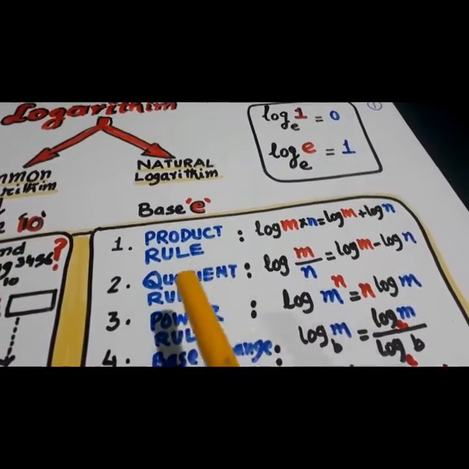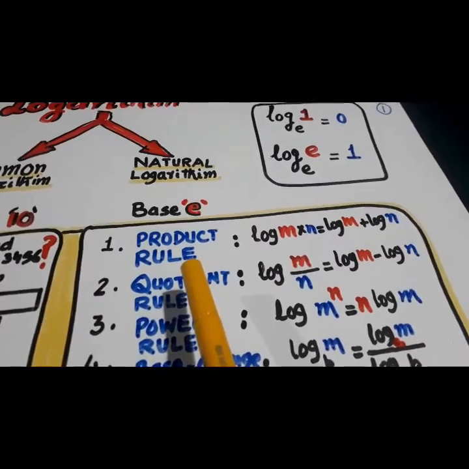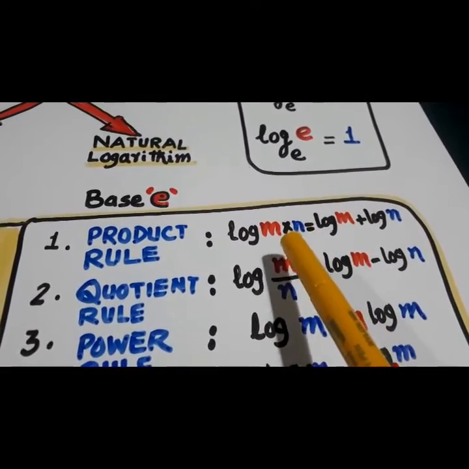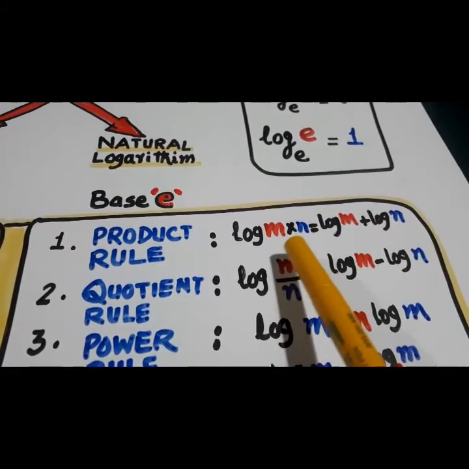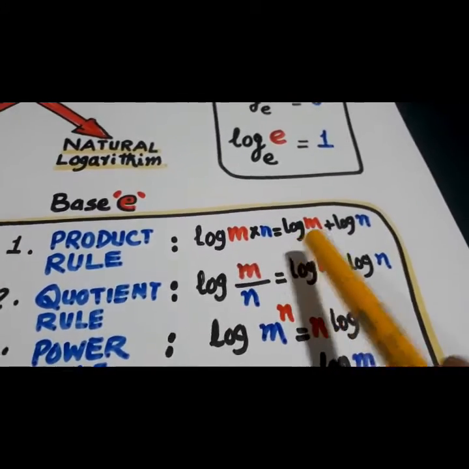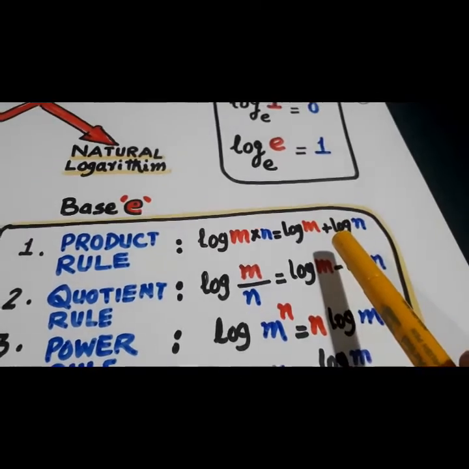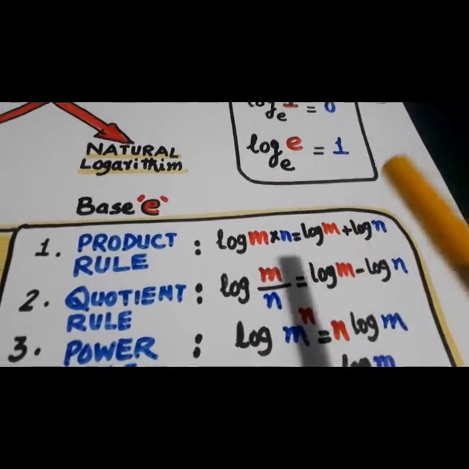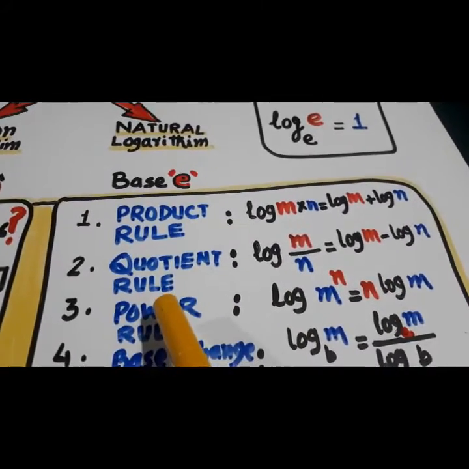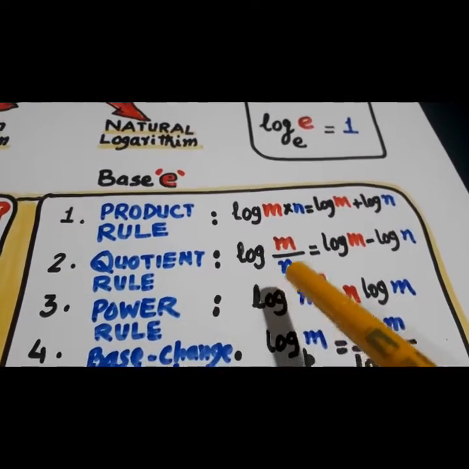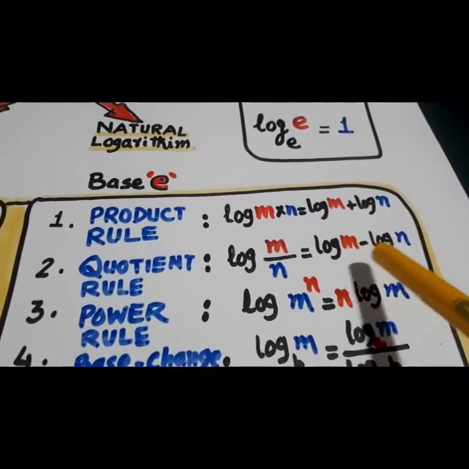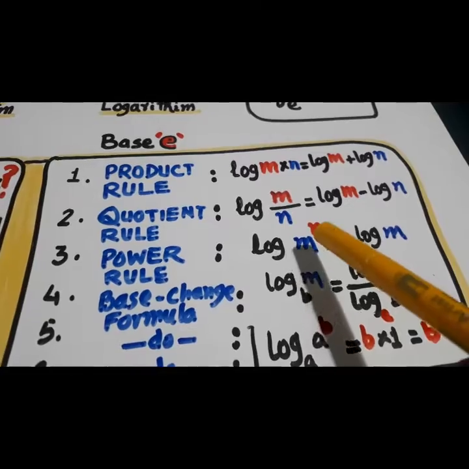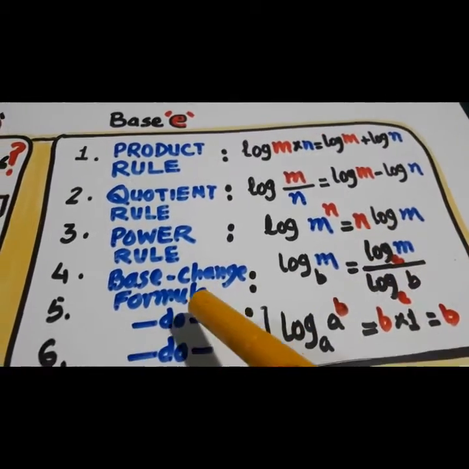Now number 1, product rule. Log of m multiplied with n. Look, this is a product. It becomes log m plus log n. The multiply sign changes to plus. Quotient rule. Log of m over n is equal to log of m minus log of n. Power rule. Log of m raised to power n is equal to n log m.